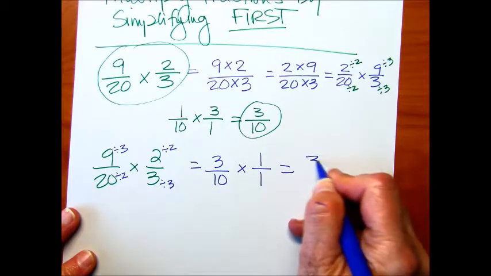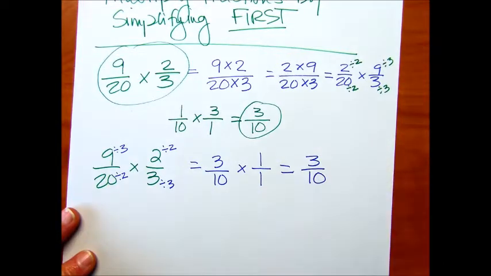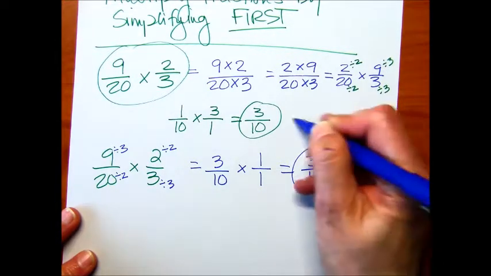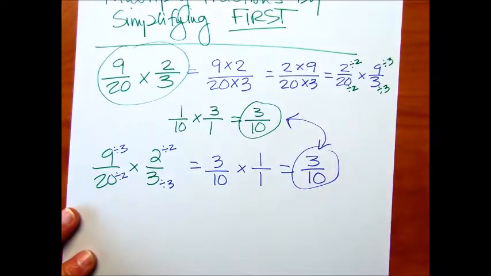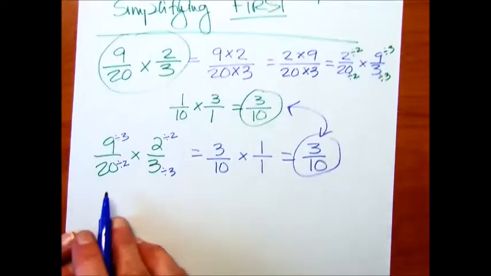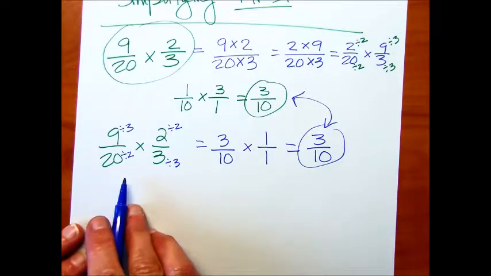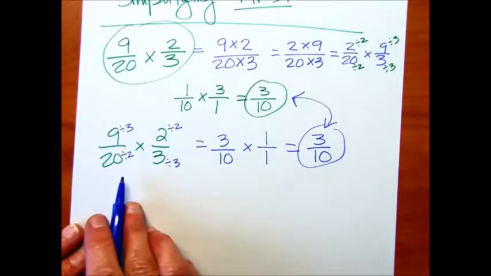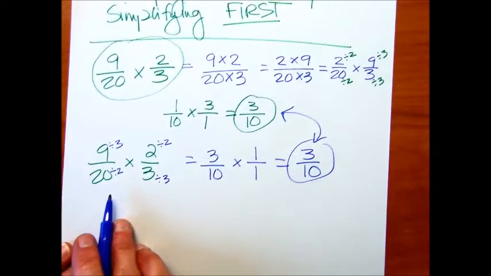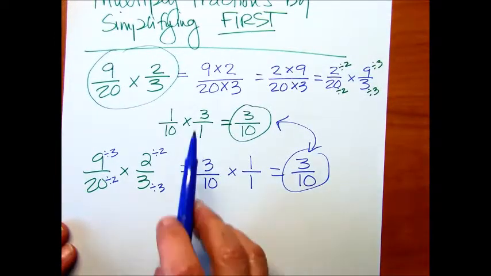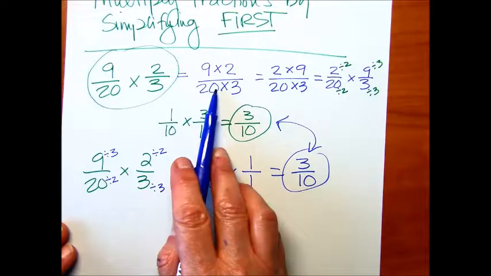Multiply across, get 3/10. Notice my answer is exactly what I got the long way, but this is kind of a shortcut way that a lot of people use, and that's okay for you to use this way. But understand that it works because of that commutative property.